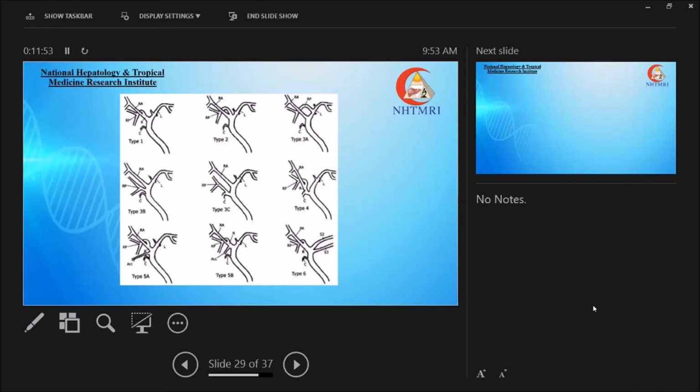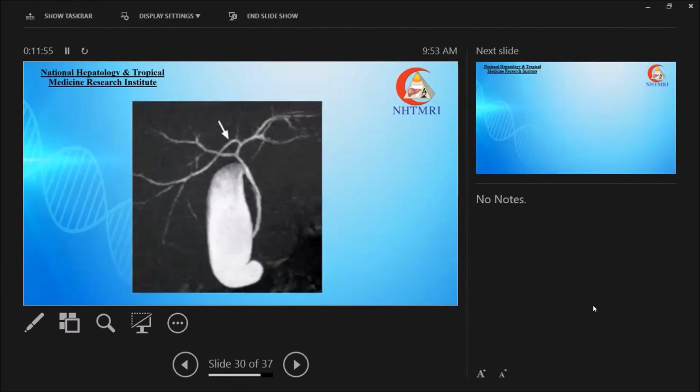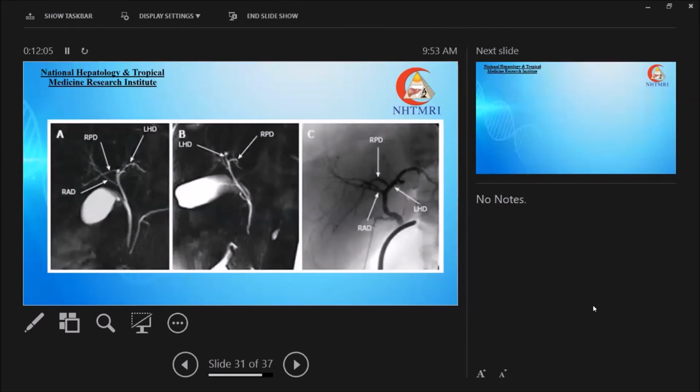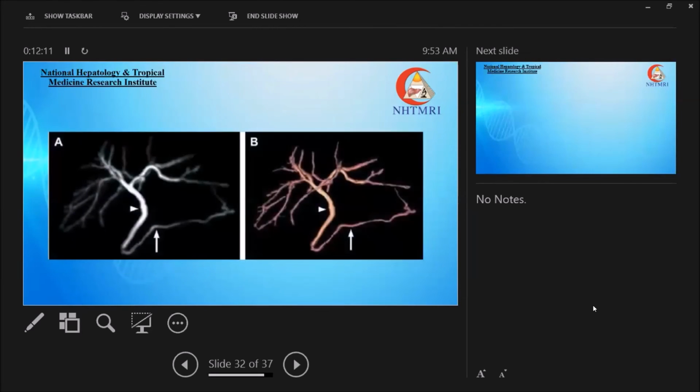OR during intraoperative cholangiogram. This is a clear image here of MRI showing the type 2 where the right posterior duct is draining into the left hepatic duct. And here's also another image with the intraoperative cholangiogram, seeing how accurate the MRI can be.